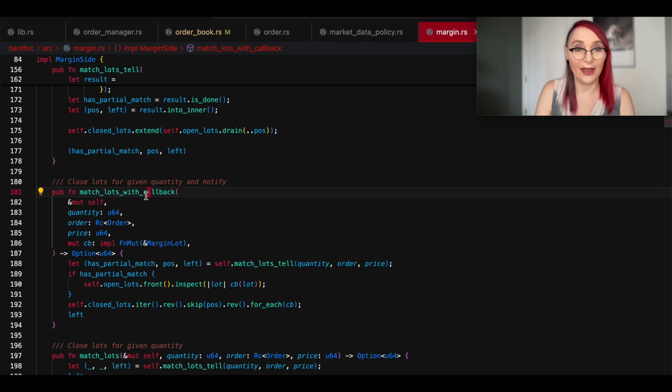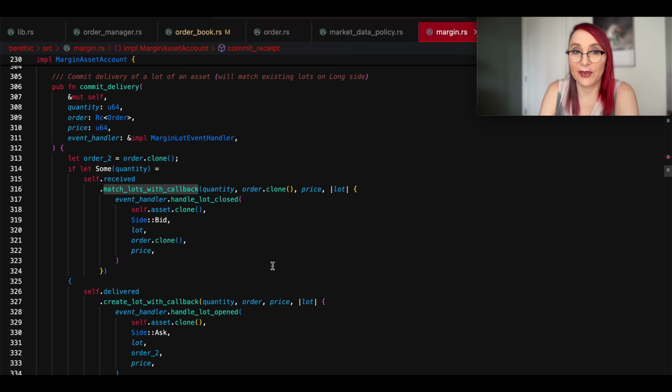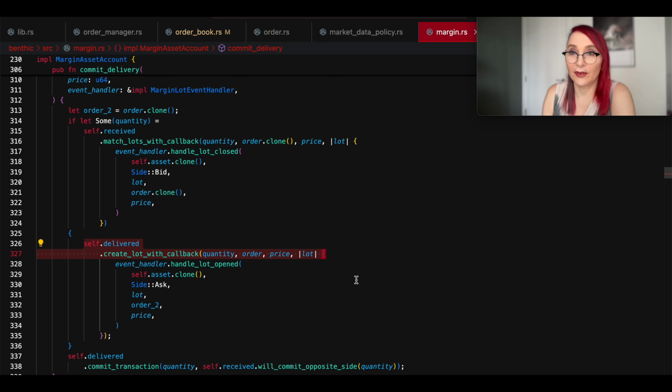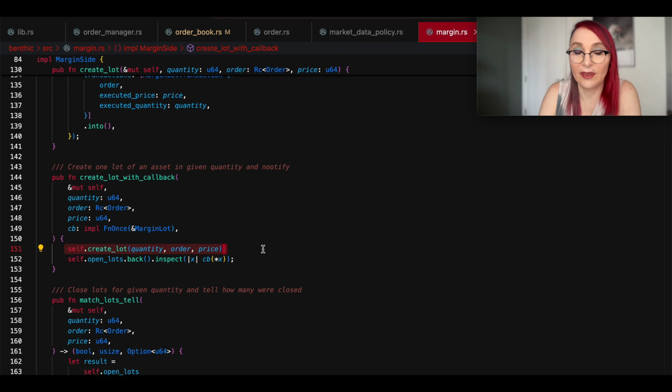So this way, we matched some lots, we closed them, we created the transactions for the lots, and we're now very happy. Our commit delivery called match lots with callback, passing in this callback here, the event handler. So we have this margin lot event handler that has handle lot closed and handle lot opened. That is called when there is some excess of quantity and we need to create a lot on the opposite side. So, create lot with callback. This function is straightforward. We just create a lot with the given quantity, and we call the callback on that lot.